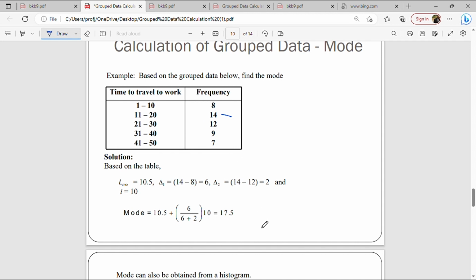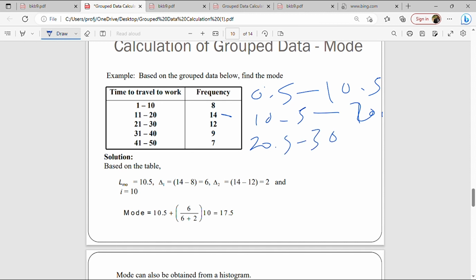Now I told you, the way we write that interval is 0.5 to 10.5. We reduce one side, we increase the other side. 10.5 to 20.5, 20.5 to 30.5 and on and on. Now we already know the lower class boundary of the modal class. The modal class frequency is 14. So what is the lower class boundary? We reduce this one, that's 10.5.